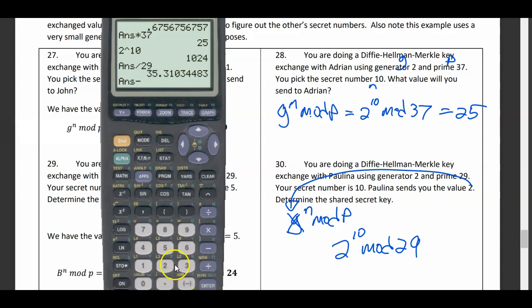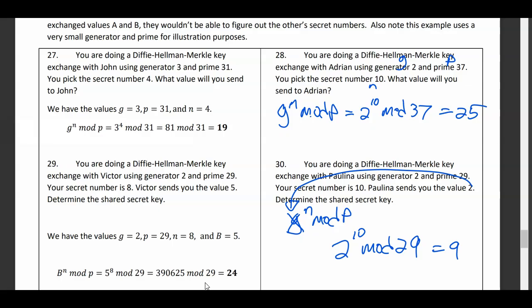Then you work the modulus, and you end up with 9. And now Paulina, you're going to share your exchange value with her. She already did her work and sent you 10. No, what did she send you? She sent you 2. You would do your work and send your exchange value to her. She would combine her exchange value with her secret number, and she would get 9 as well. And so even though you don't know her shared number, you both ended up with the correct shared key. It's secret.